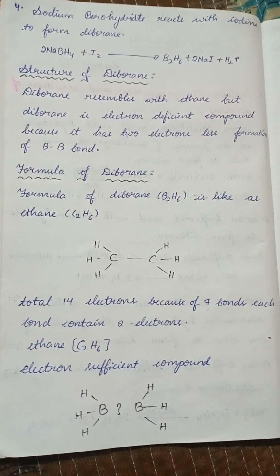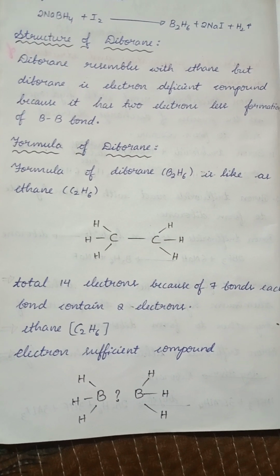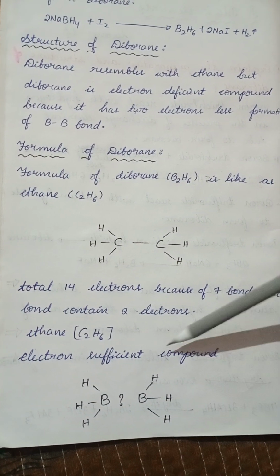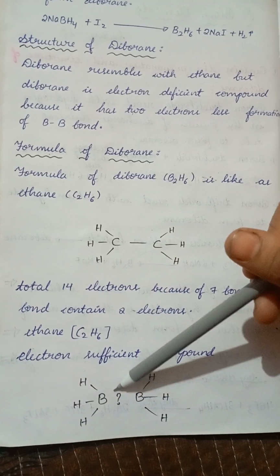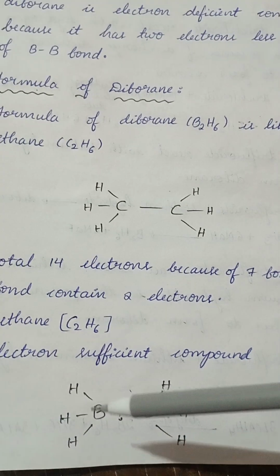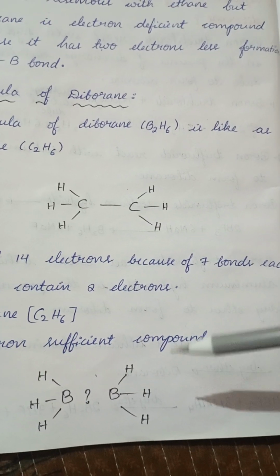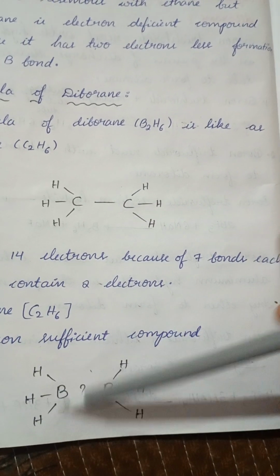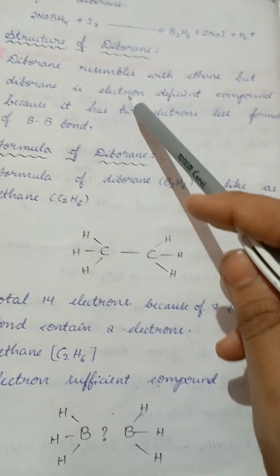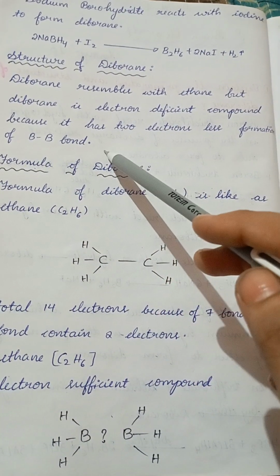Now let's come to diborane. Diborane means di means 2, borane refers to boron. So 2 borons, 3 hydrogens on one boron and another 3 hydrogens on another boron. So how can the bond exist in between? Let's find it. Here we can see that total 12 electrons because of 6 bonds. Diborane formula B2H6 is an electron deficient compound. That's why we refer to it as electron deficient compound, because it has 2 electrons less for formation of a BB bond.